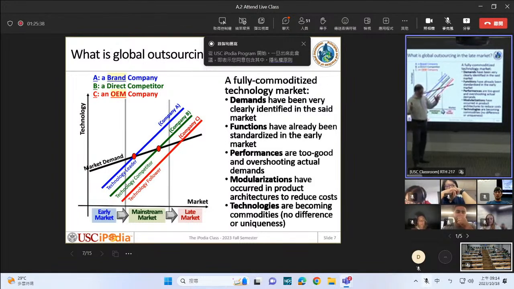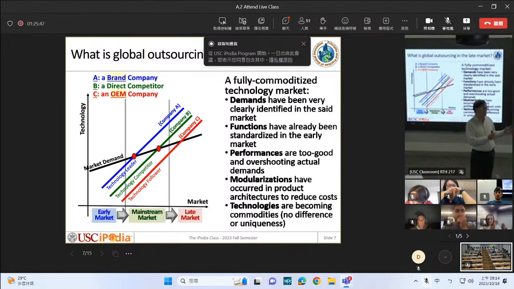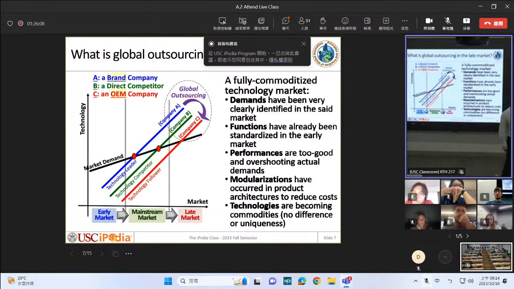Now, some people will say, hey, for example, Apple started to do outsourcing a long time ago, right? Does it mean the iPhone is already in the late market? Seems to be different, right? The iPhone is still pretty much in the mainstream market, and yet they started to do outsourcing a long time ago. So it seems that this is not necessarily always in the late market. Now, here you have to be careful to pay attention.